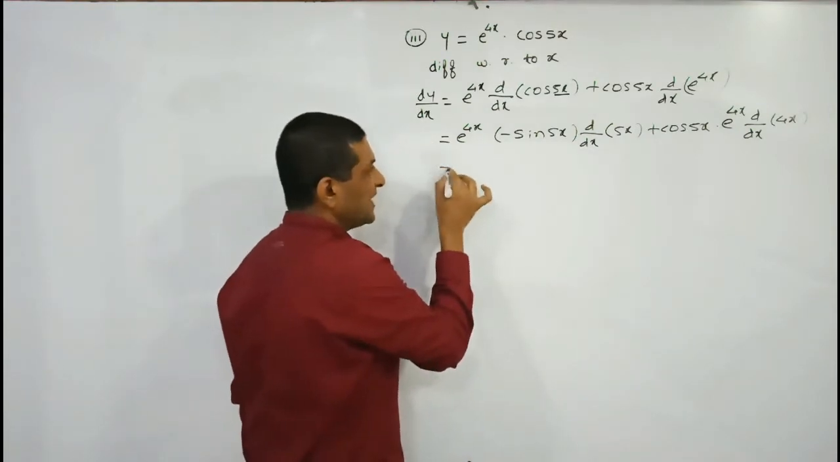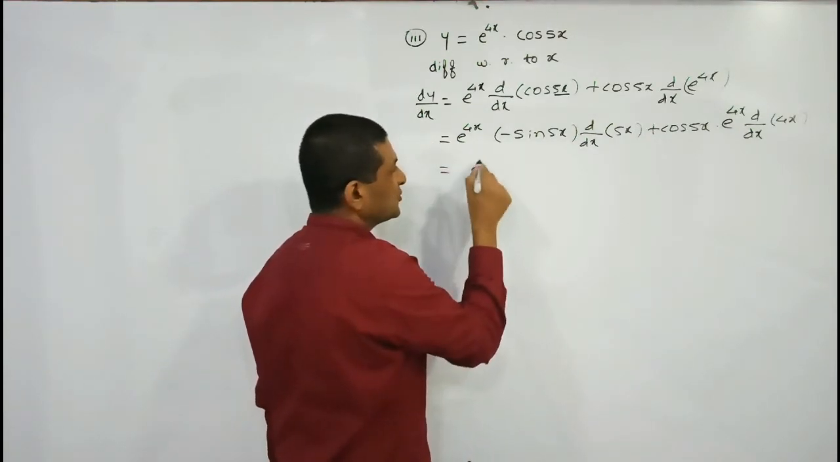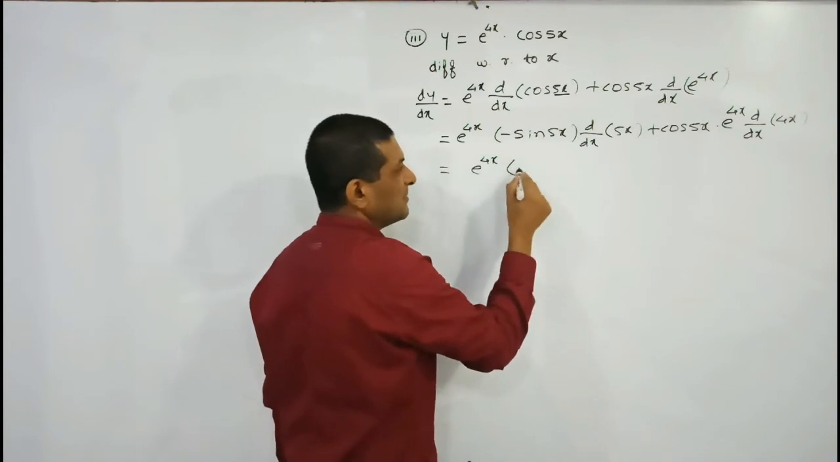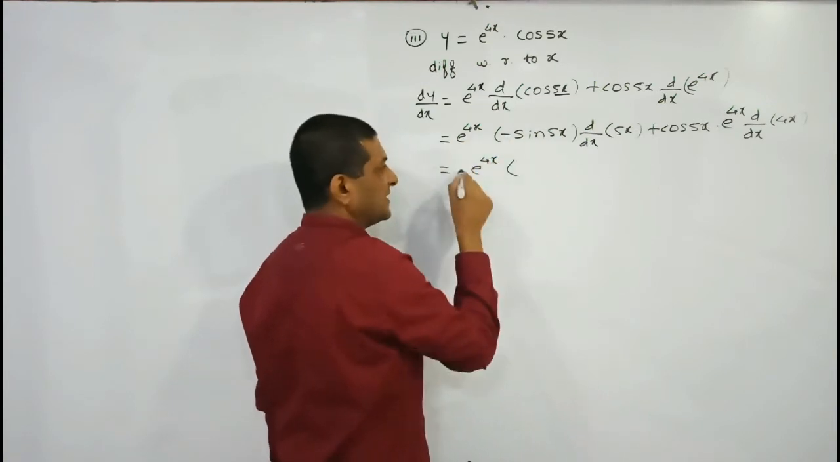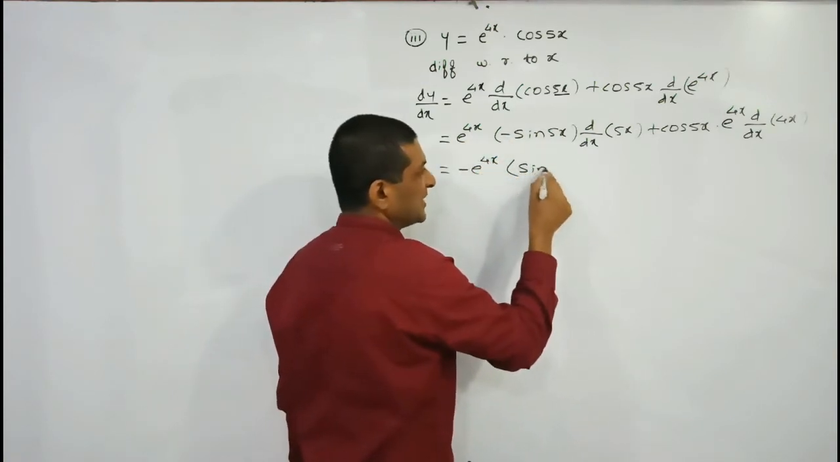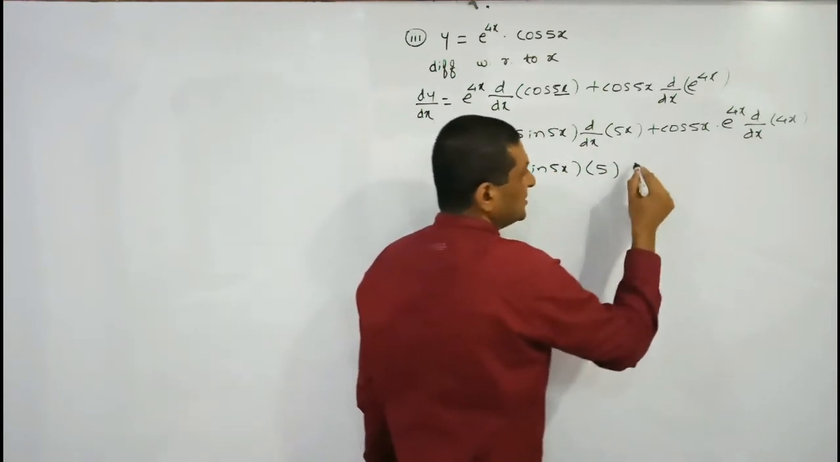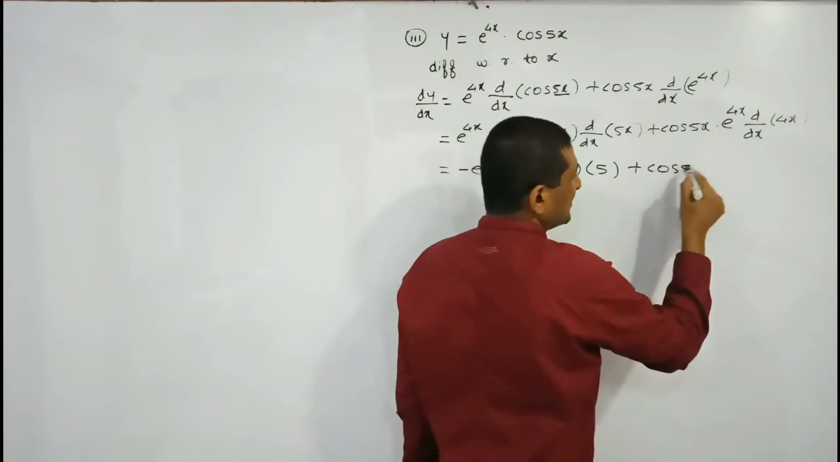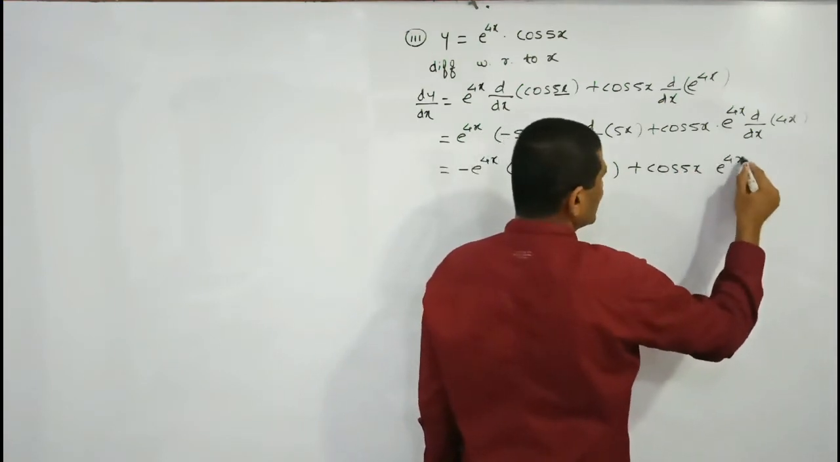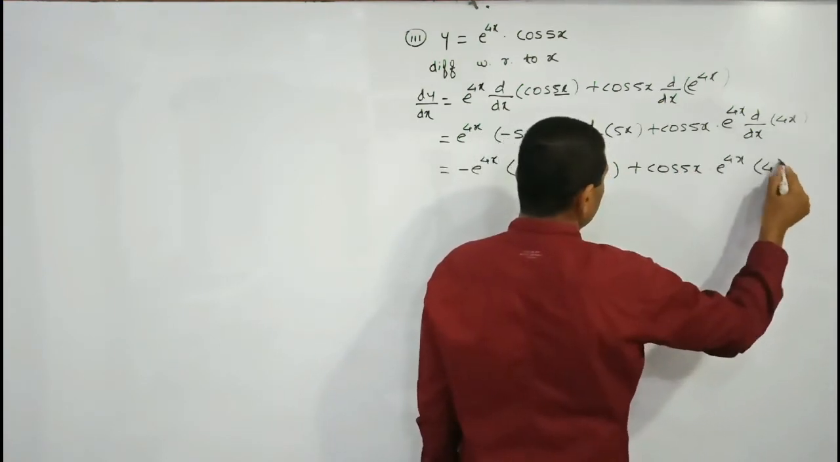So let us simplify it. So here e raised to power 4x, keep it as it is, and minus, first I am writing here minus, here remaining term is sin 5x into derivative of 5x is 5, here plus cos 5x, keep it as it is, e raised to power 4x also as it is, and derivative of 4x will be equals to 4.